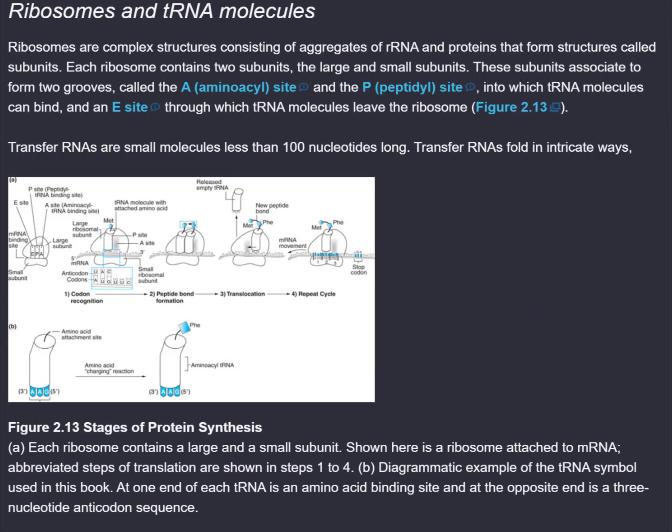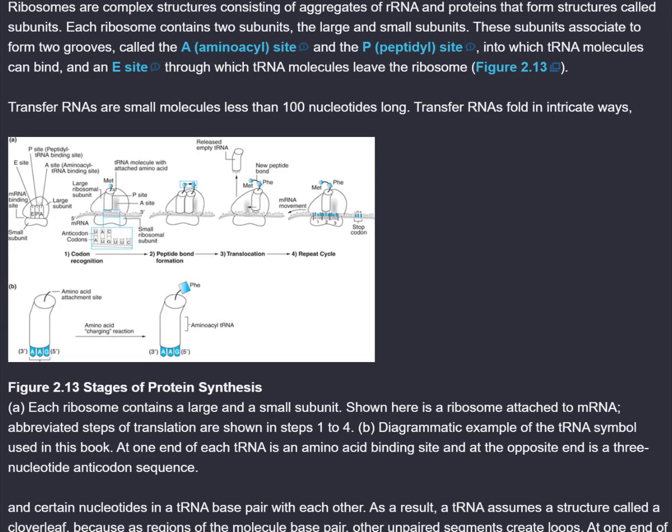Ribosomes and tRNA molecules. Ribosomes are complex structures consisting of aggregates of rRNA and proteins that form structures called subunits. Each ribosome contains 2 subunits, the large and small subunits. These subunits associate to form 2 grooves, called the A, aminoacyl, site and the P, peptidyl, site, into which tRNA molecules can bind, and an E site through which tRNA molecules leave the ribosome, Figure 2.13.